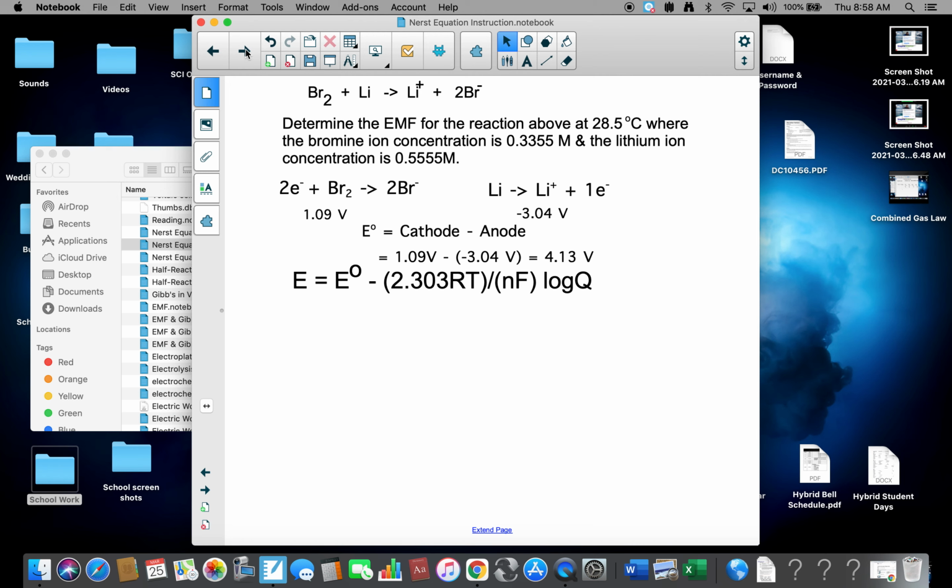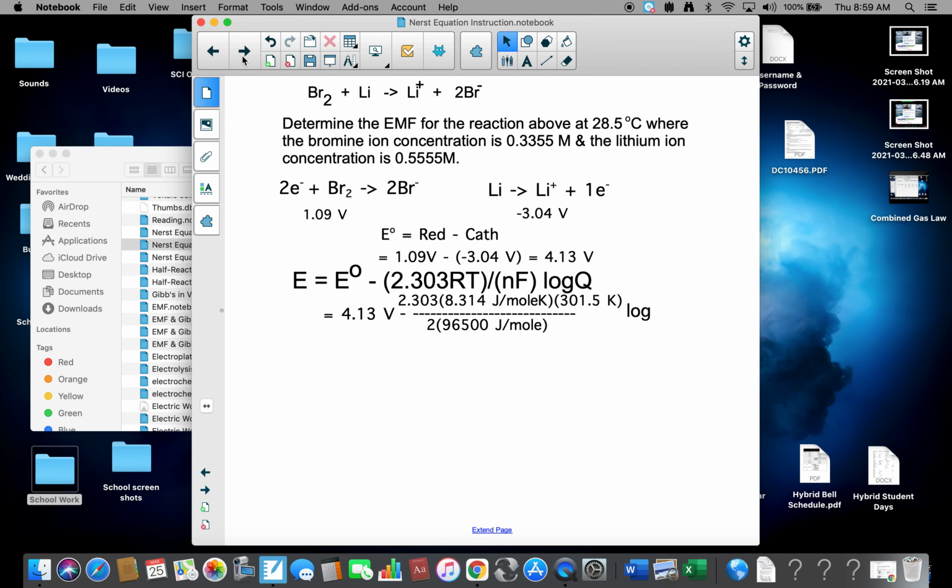Okay, since it's not at standard conditions, we take our first equation, E equals E standard minus 2.303 RT over nF log of Q, and we have our standard 4.13 volts, and 2.303 times 8.314 times 301.5 Kelvin, which is 28.5 plus 273, all over 2, since it's 2 electrons gained in 1, of course we have to multiply by 2. And then our Q value. Well, you look here, we have bromine as a liquid, so that's not going to have a concentration, and lithium is a solid, so our reactant basically isn't going to have a concentration at all.